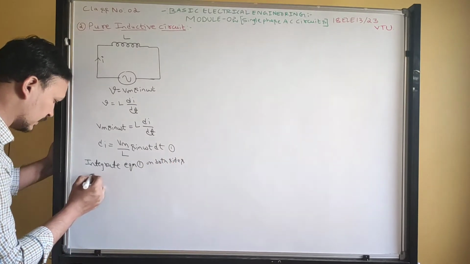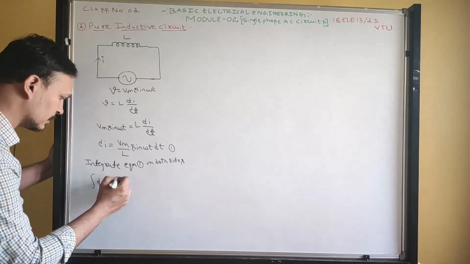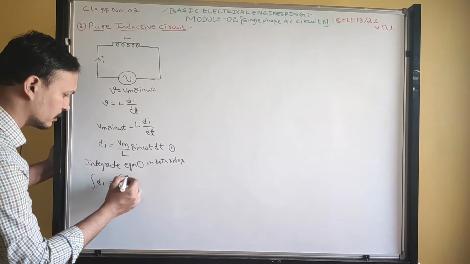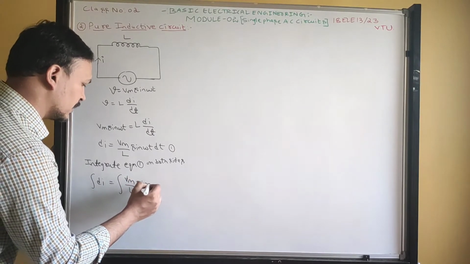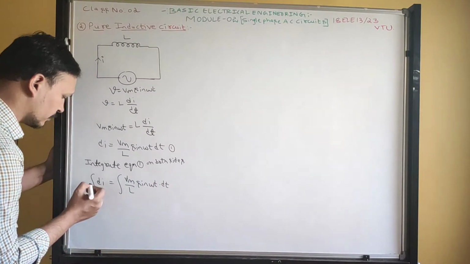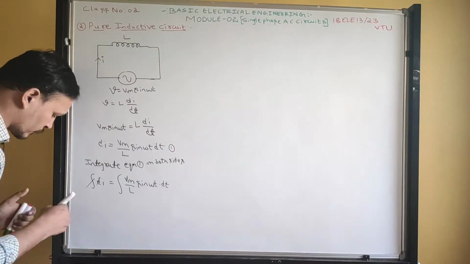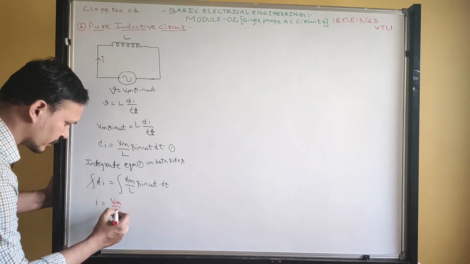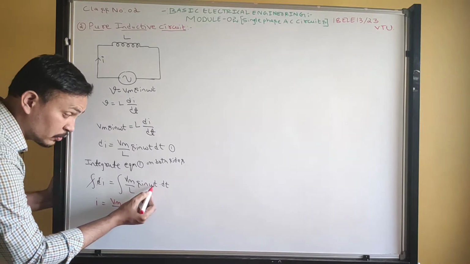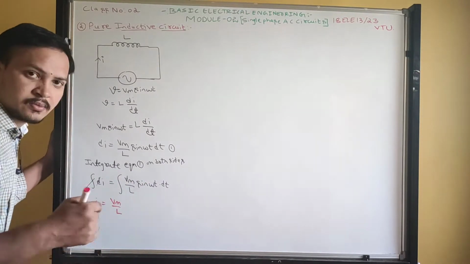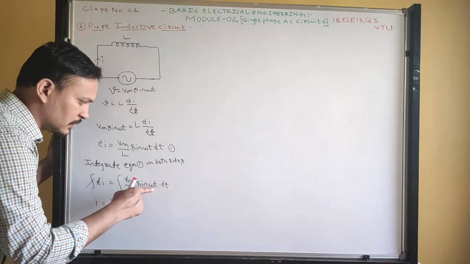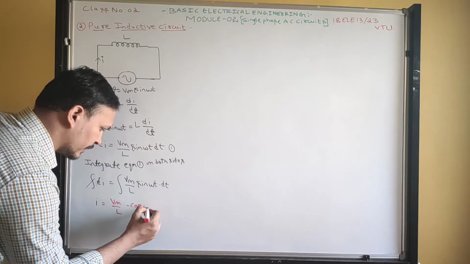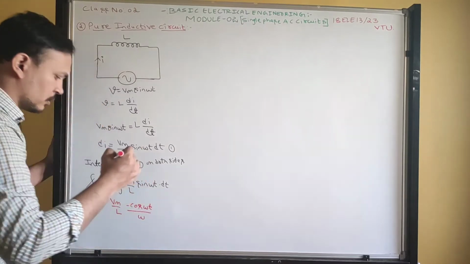After integrating, I am writing the integration symbol on both sides. Vm by L sin omega t into dt. On integration, the differentiation gets cancelled. What is left? I only. I is equal to Vm by L, taken outside. What is the integration of sin omega t with respect to t? Integration of sin x is minus cos x. But here it is omega t, therefore you will get minus cos omega t divided by omega.